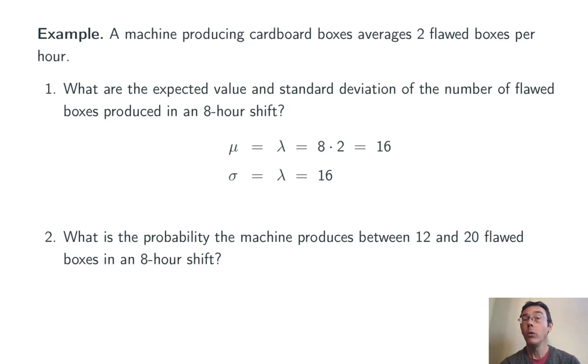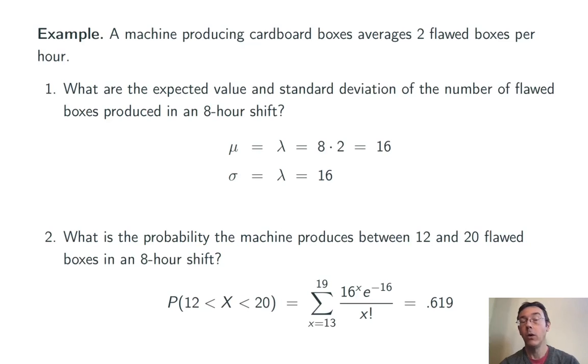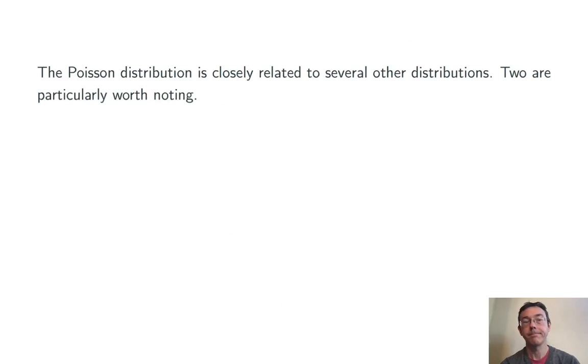2. What's the probability that the machine produces between 12 and 20 flawed boxes in an 8-hour shift? So here I'm meaning to do between 13 and 19 inclusive, that is, between 12 and 20 exclusive. So I want to sum up the probability mass function from x equals 13 to 19. When I do that, I get about 62%.